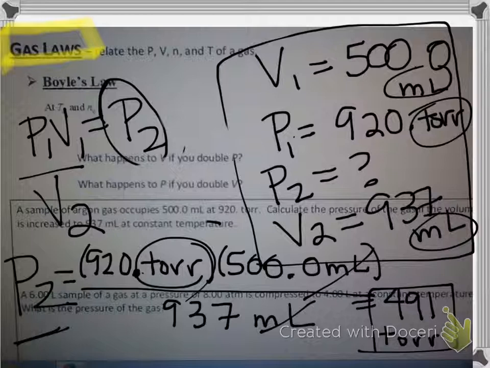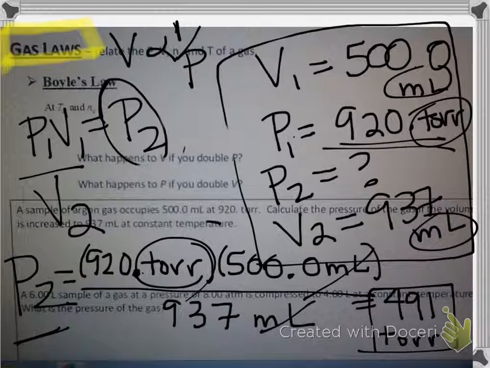Now, let's see what happened here. Didn't we say that the volume increased? Yeah, the volume went from a smaller volume to a larger volume. Remember for Boyle's Law, we said volume was inversely proportional to pressure. That means if the volume increases, what should happen to the pressure? It should decrease. Is that what happened? Well, our initial pressure was 920 torr. Our final pressure was 491. Did the pressure decrease? It did. As volume increases, pressure decreases.